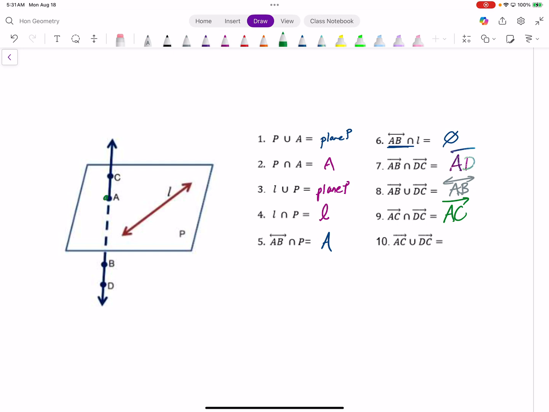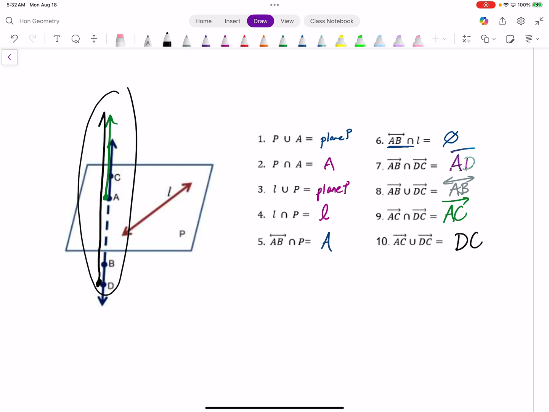Ray AC. All right, so we got this ray here, union with ray DC. All right, so this time it's a union. Again, I should not have erased that, which would be the entire ray right there. So it would be all ray DC.